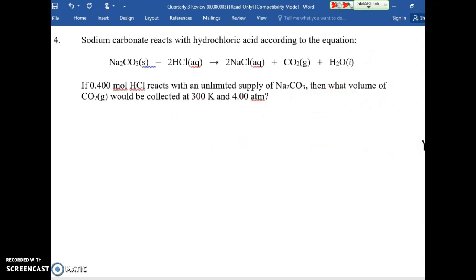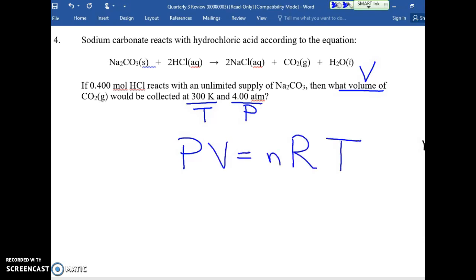Number 4 is closely related. Again, notice, what do they give us? They tell us about a gas, and we're looking for the volume, the V. We're given the temperature, T. We're given the pressure, P. Well, we have to use that formula. P times V equals nRT. You have to be careful about one thing, though.